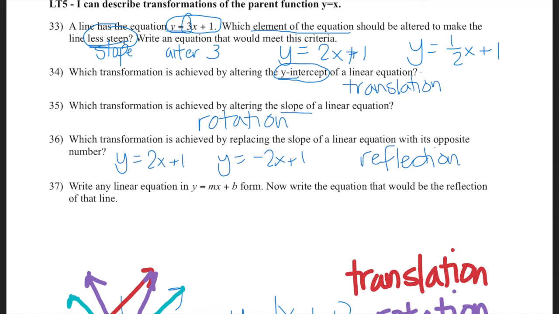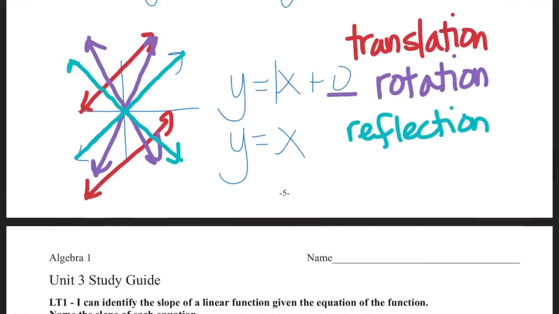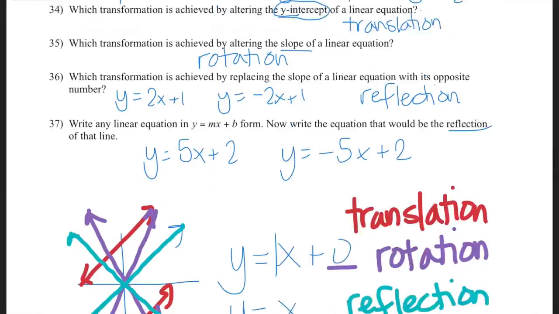Write any linear equation in y equals mx plus b form. All right, I'll write y equals 5x plus 2. Now, write the equation that would be the reflection of that line, just make the slope negative. There you go. And that covers all of Unit 3.